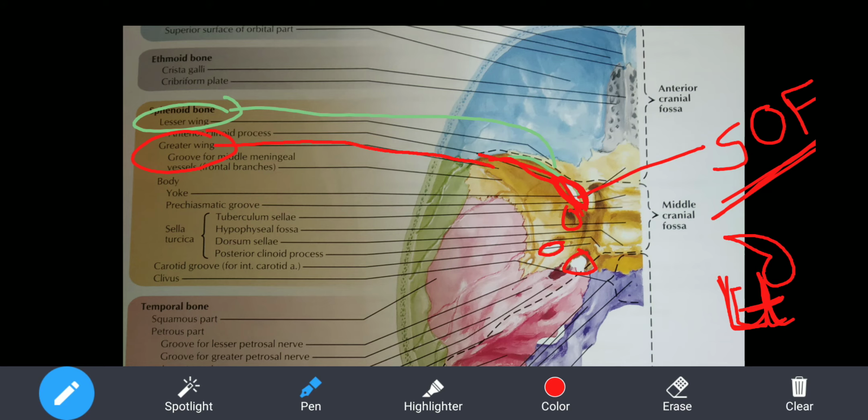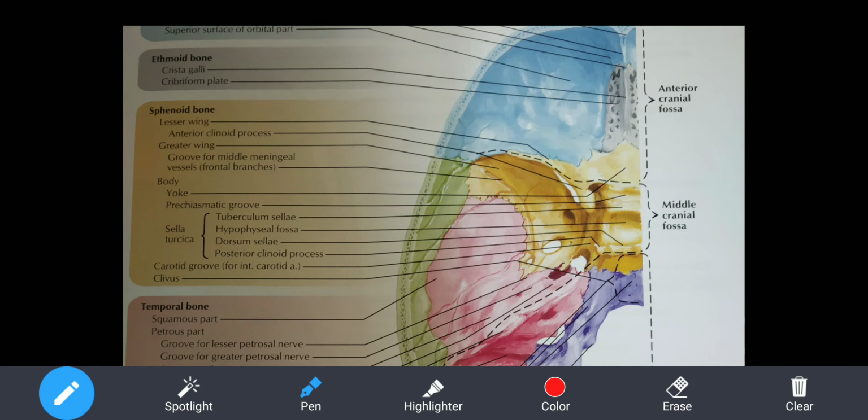So if you see this part, this is the cribriform plate. Are you understanding? And this is the glabella, this part. Can you see these dots? These dots are the holes. And see, it is written here: cribriform plate in the ethmoid bone.